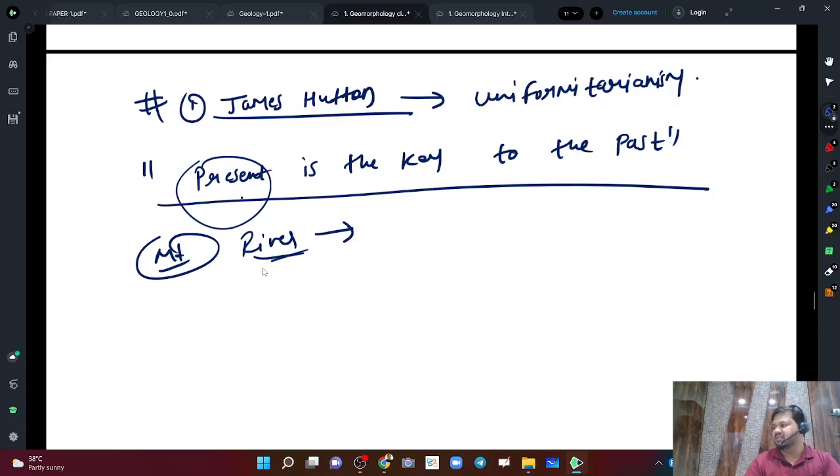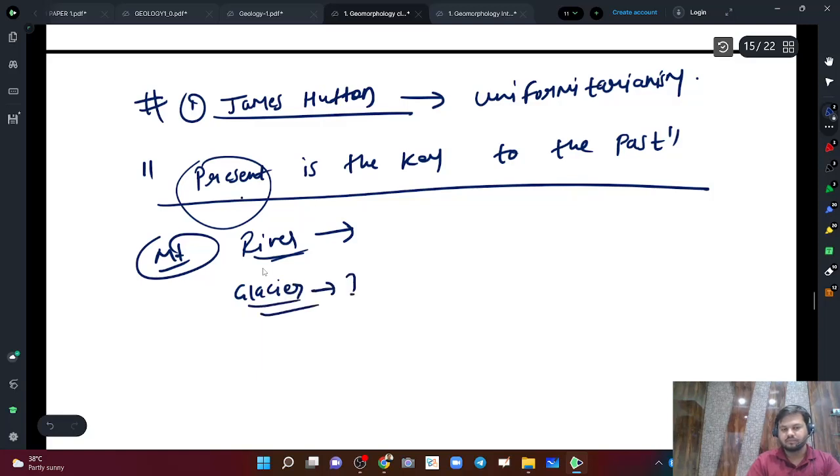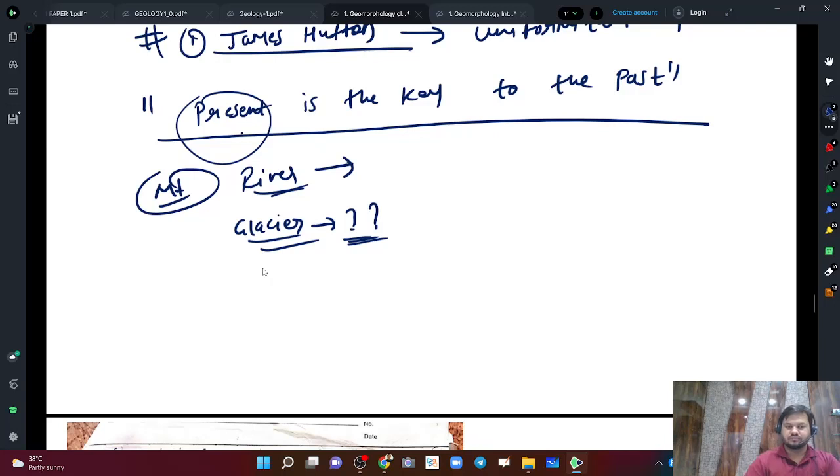Today there are glacial activities happening, right? Where are glacial activities happening? Where are glaciers found presently? So he said that there is no reason to believe that these glacial activities were not happening in the past, right? So that was his theory. Then what happened was there were two other scientists.